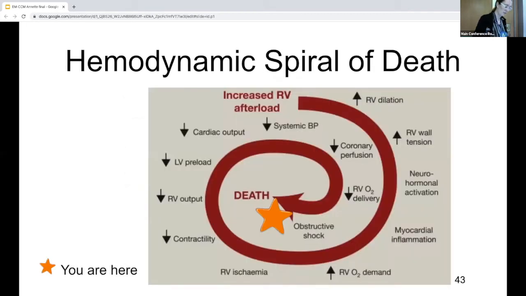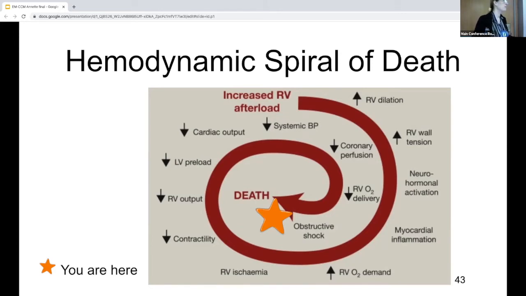Now, this is the hemodynamic spiral of death. From the case, you know that we're pretty much already at the end. I'm going to take a stab at walking us through this infamous spiral. PE initiates the death spiral with an acute increase in pulmonary vascular resistance due to the physical obstruction, also due to hypoxia and hypercarbia and some vasoactive mediators. This means that the right ventricular afterload increases.